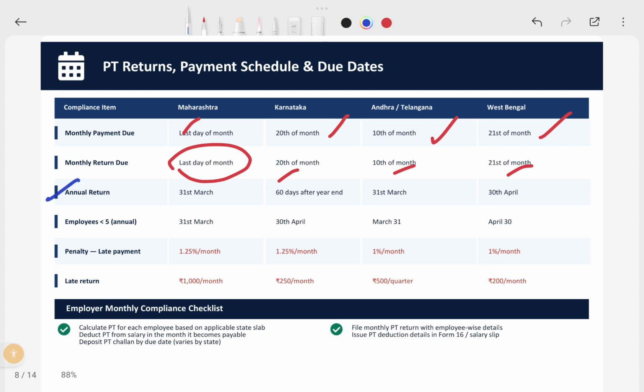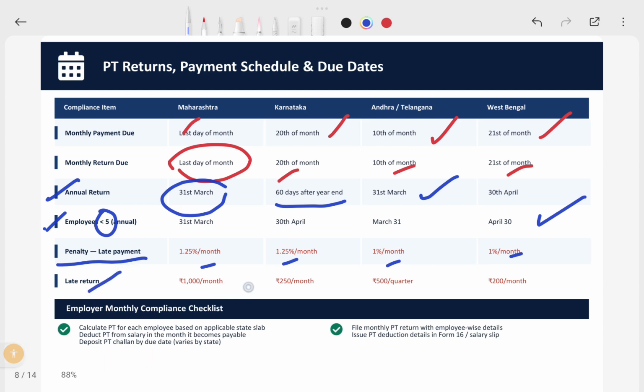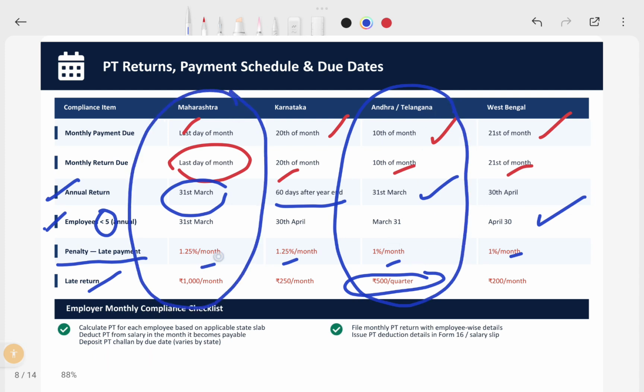Even in the annual returns, you need to file by the 31st of the month, and 60 days before the year end in Karnataka, and 31st March in Maharashtra, like this. And if the employees in that organization are less than 5, then you need to file only the annual return. And penalties: for late payment, 1.5% or 1% per month based on the state. For late returns, 1,000 per month, 500 for a quarter. If you see Telangana, there is a different penalty system, and in Maharashtra there is a different penalty system. A few are the same and a few are not.